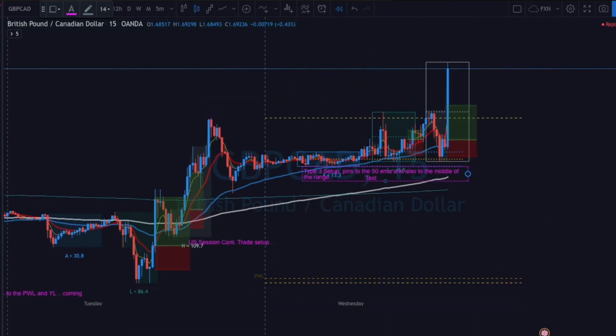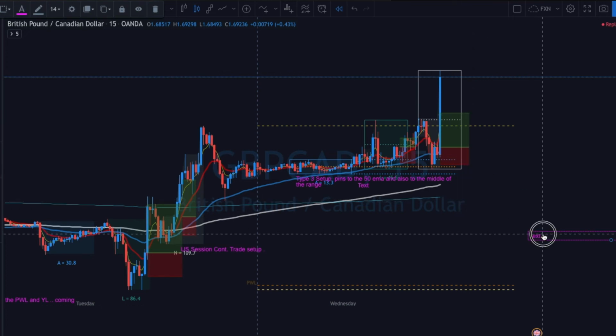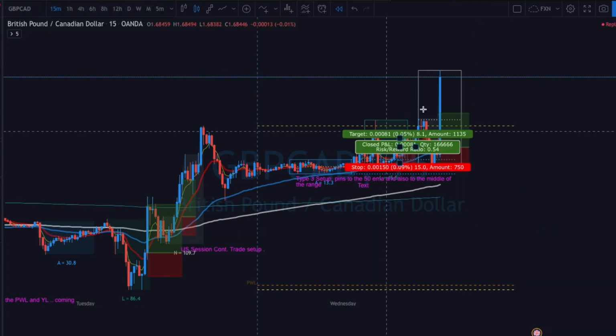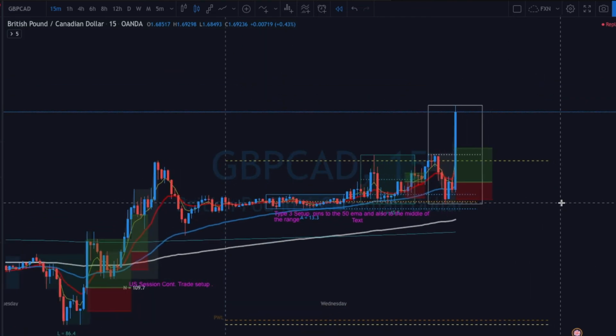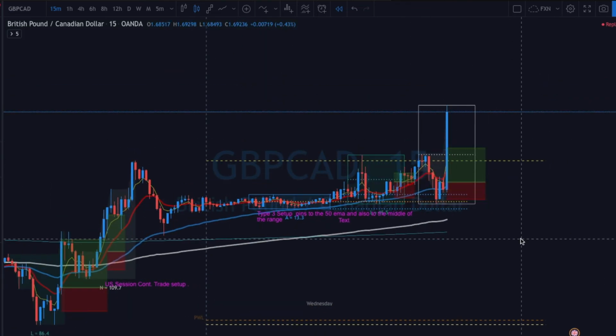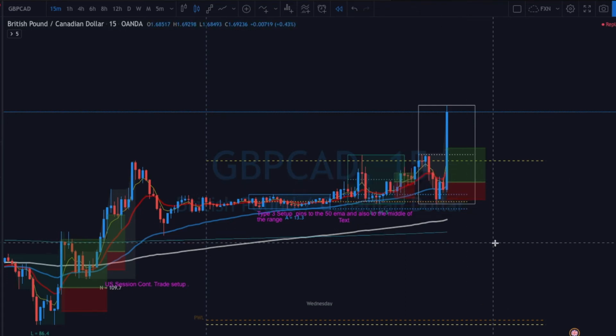Wow, look at that. Holy smokes. Look at that big, humongous candle. So there's another trade right there. Okay, there's another trade right there that just made up for the previous one that you took.